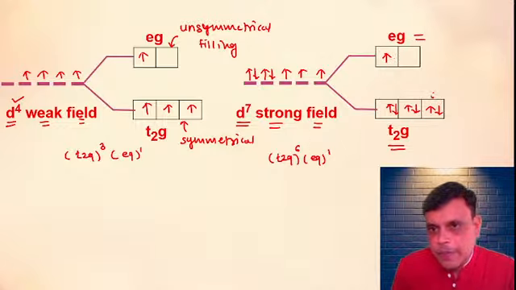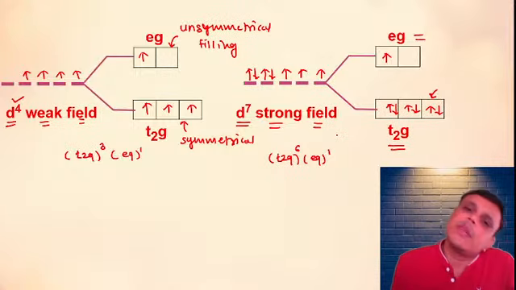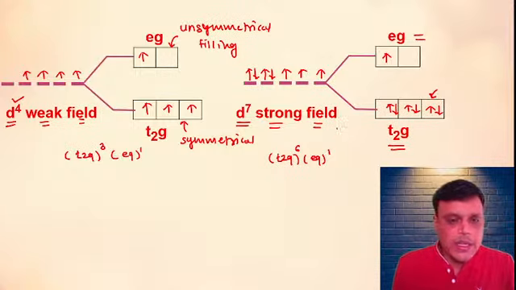Now, in this filling, see, the orbital is completely filled. Completely filled means it is symmetrical or unsymmetrical? Tell me. T2G का जो इलेक्ट्रॉनिक कॉन्फ़िगरेशन है, वो सिमेट्रिकल फील्ड है या अनसिमेट्रिकल फील्ड है? बोलो. T2G is symmetrically filled or unsymmetrically filled? Tell me.